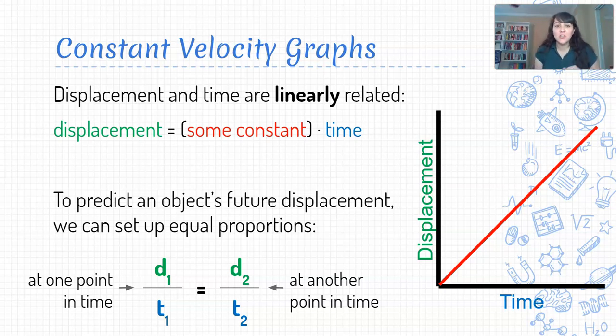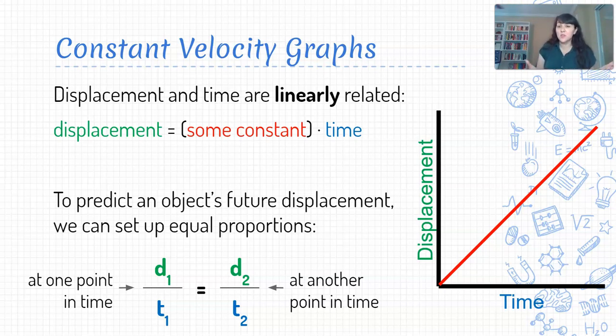We have established that displacement and time are linearly related if an object is moving at a constant velocity, okay? Which means that we get a graph with a nice linear pattern, a nice straight line, constant slope. Our displacement then is equal to some constant times the time that the object has been moving.